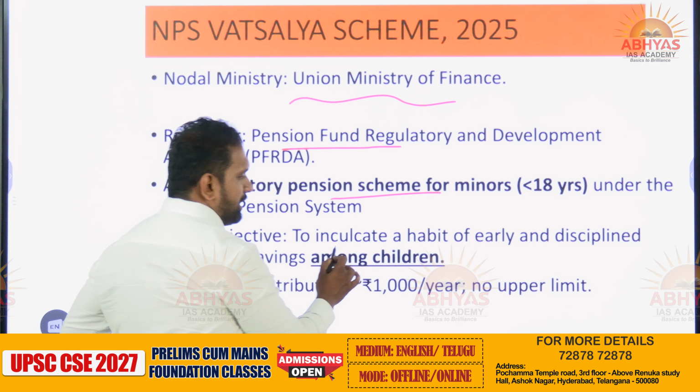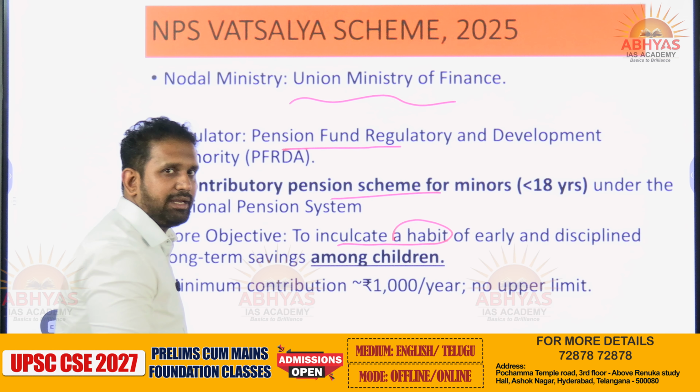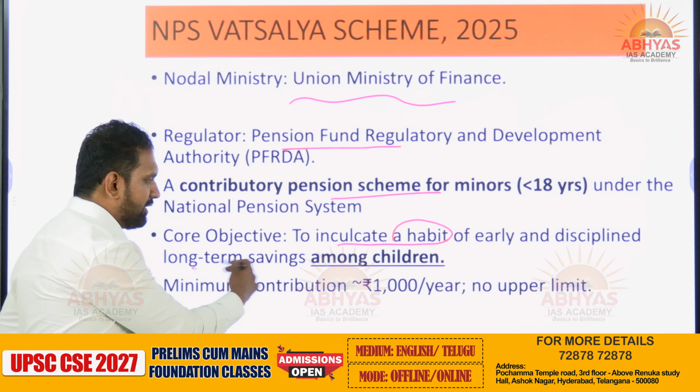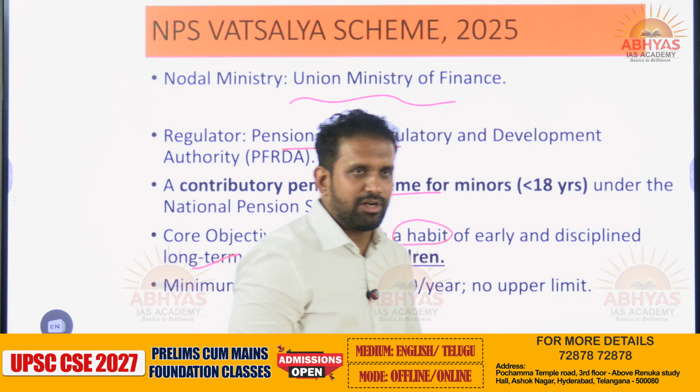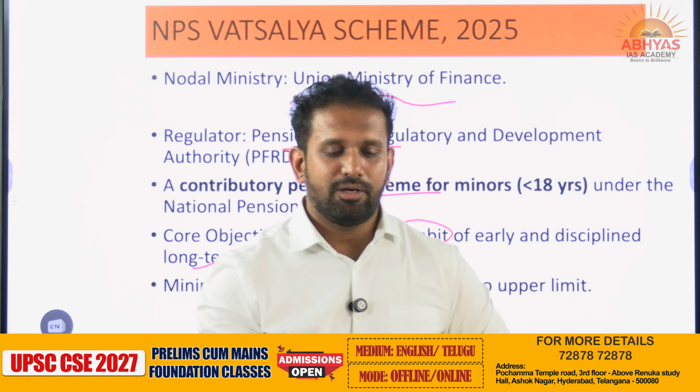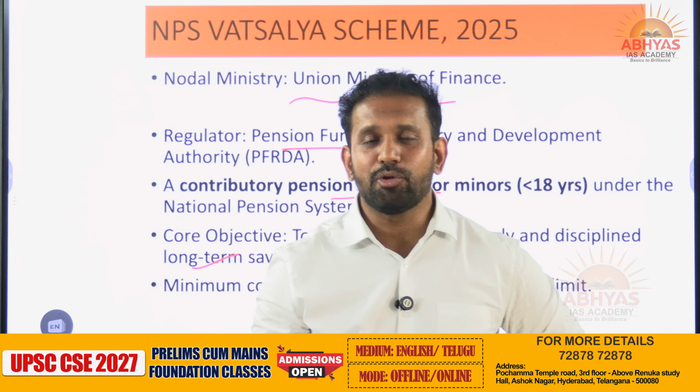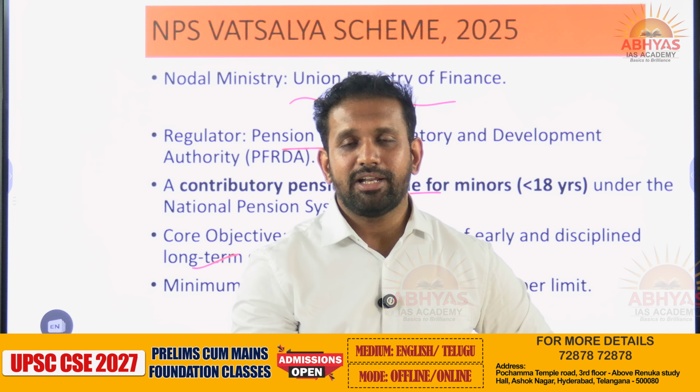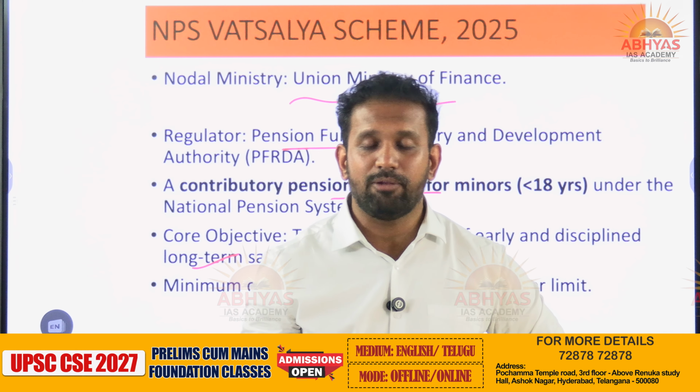The core objective is to inculcate a habit of early and disciplined long-term savings among children. Whatever kitty banks children have, we should tell them, beta, if you have 100 rupees, you can save that 100 rupees in NPS. In future, it will help you.